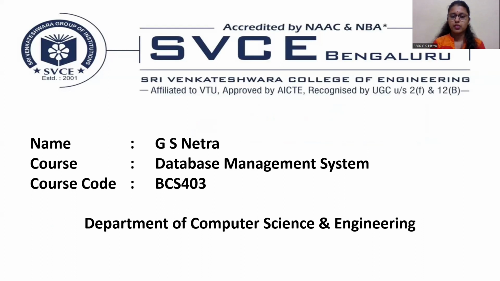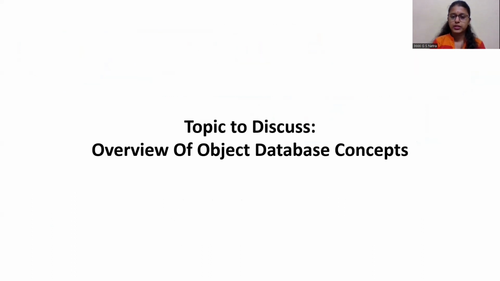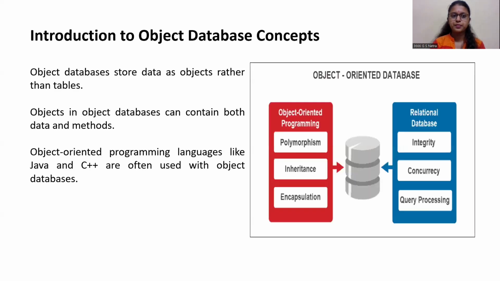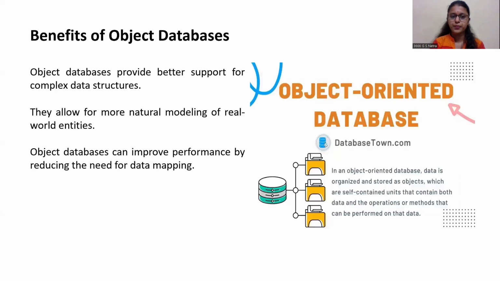Today I'm going to discuss a topic, overview of object database concepts. First, let us go to introduction. Introduction to object database concepts. Object databases store data as objects rather than tables. Objects in object databases can contain both data and methods. Object-oriented programming languages like Java and C++ are often used with object databases.